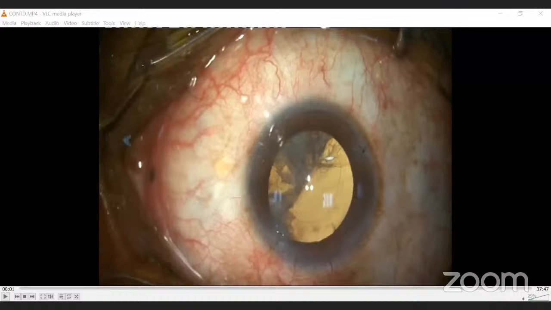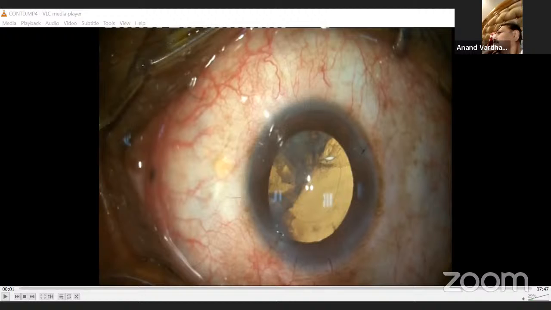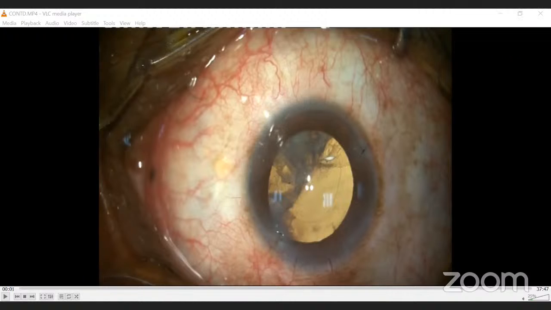Actually, let me just fill in this. The next day morning, we did a B scan and we confirmed that there was no suprachoroidal bleed or any other anomaly in the posterior segment. And the patient was started on.